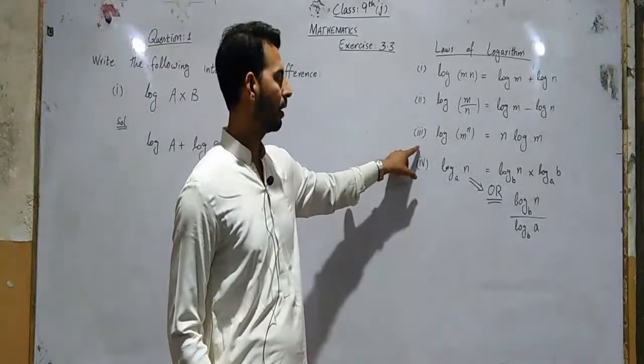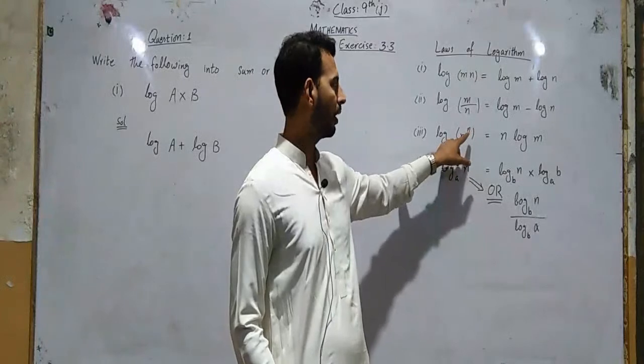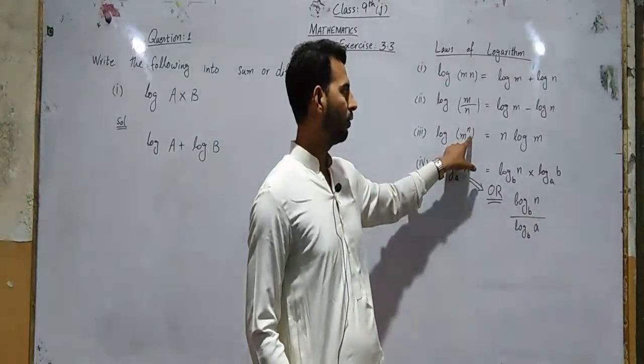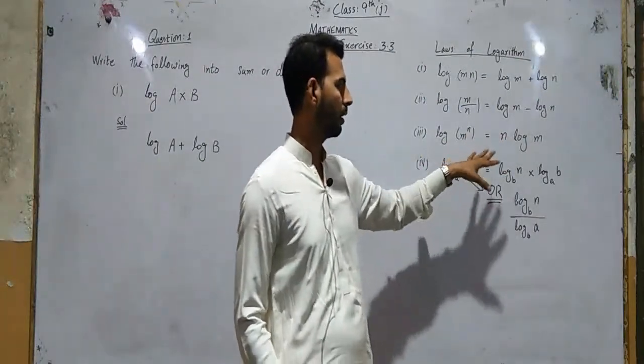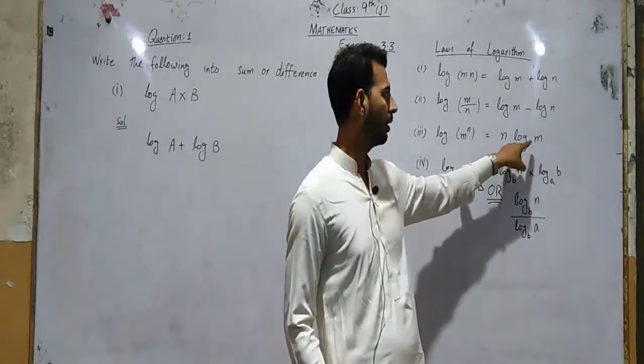The third one is log m raised to the power n. Here is the power, m raised to the power n. What will we do? We put the power first and then write the other things as they are. So n first and then log m.